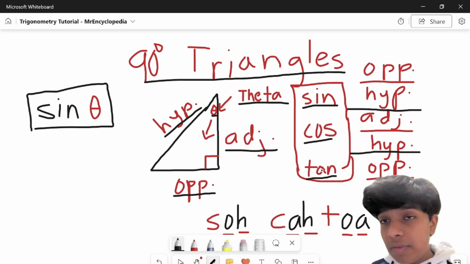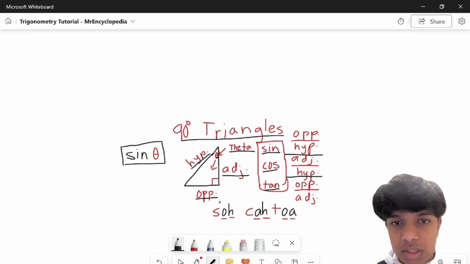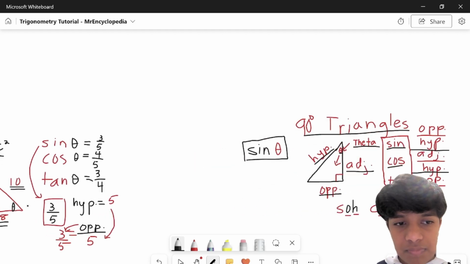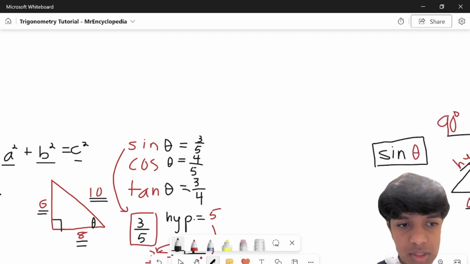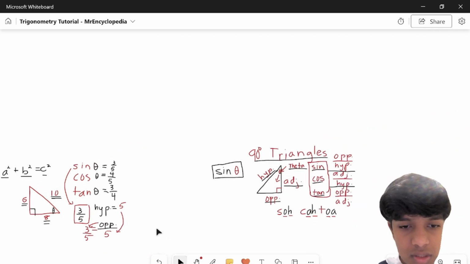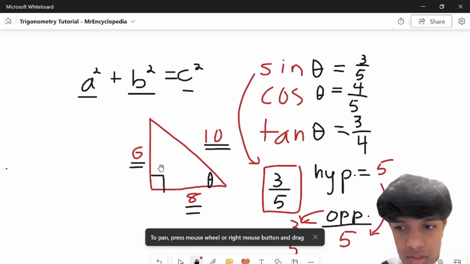But what's the point of learning all these calculations when you are not actually doing them? So let's go to an example problem. Let me just zoom out really quick.